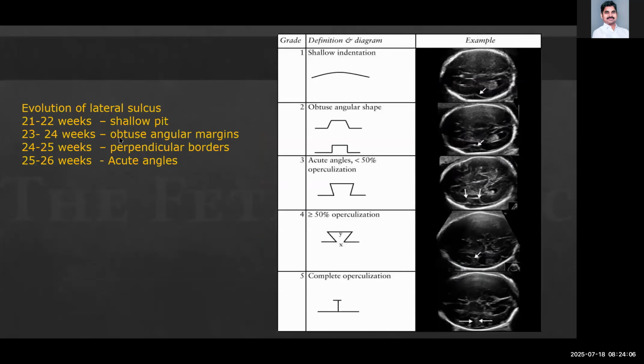Evolution of lateral sulcus. Initially, the lateral sulcus by 22 weeks appears as a shallow pit, and later, at 24 weeks, the margins sharpen and form an obtuse angle. And later, when the operculum starts growing, the borders become perpendicular. So when they mature, the borders become angulated, acute angles, and at the later stage, they oppose each other to form this I configuration.